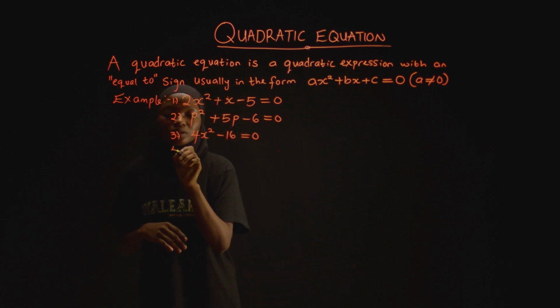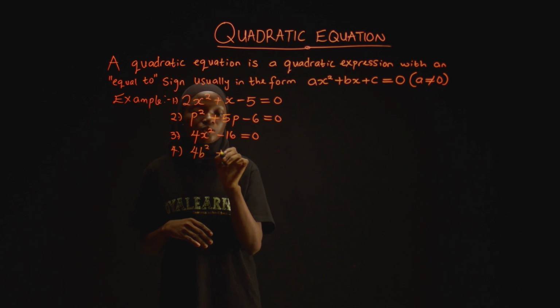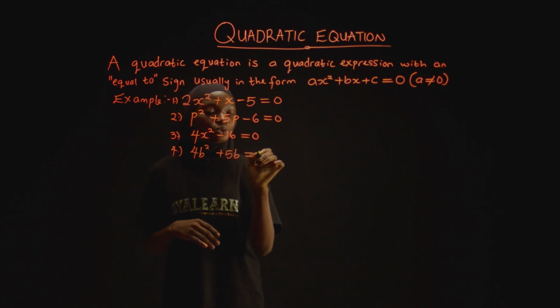So another example here, we can have 4b squared plus 5b equal to 21.